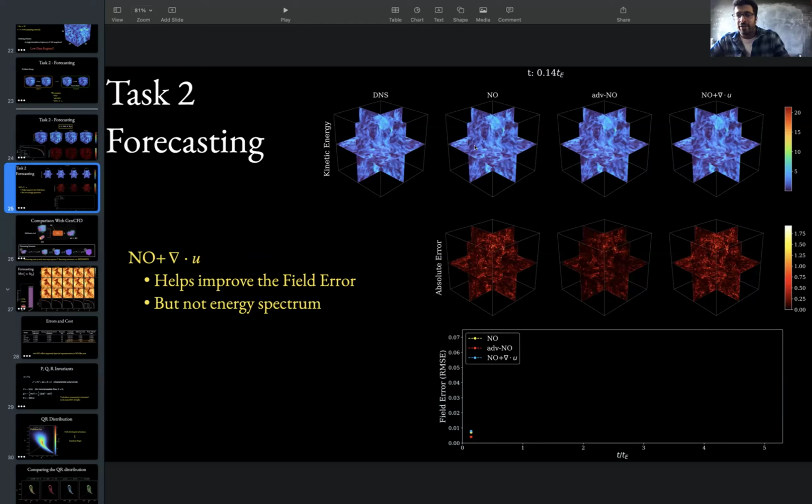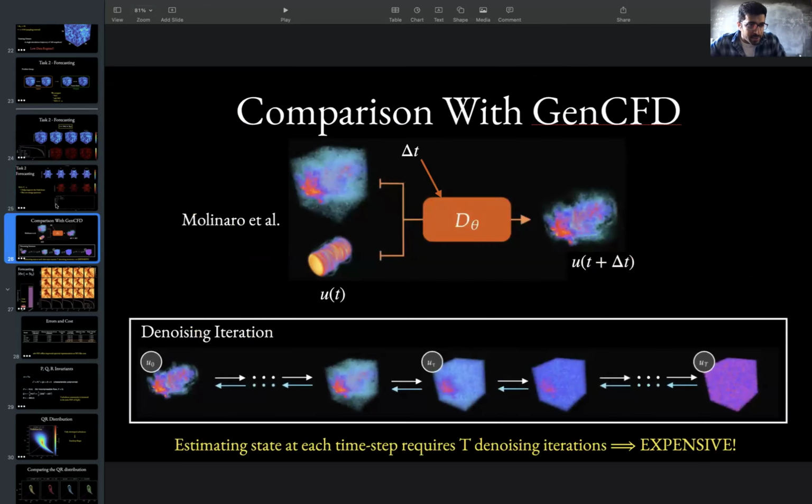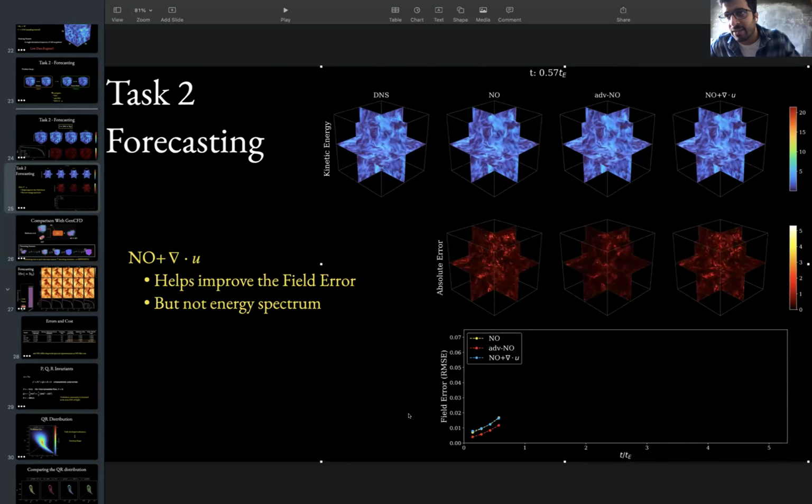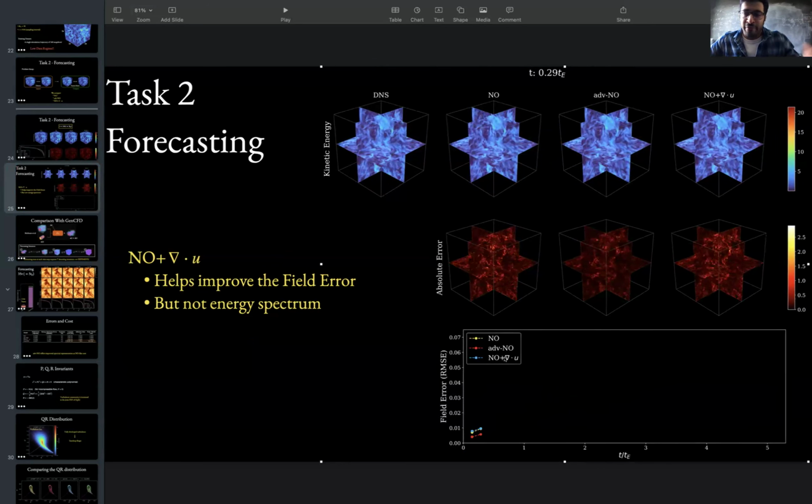Here, the second column is the vanilla neural operator that minimizes, let's say, the MSE of the true and predicted states. NO plus divergence U minimizes the data error as well as the divergence of the predicted velocity fields, which is ux plus vy plus wz, where the subscript represents the derivative. That should be 0. And what we observed was that having the physics-informed loss helped bring down the field error, by which I mean the MSE or normalized root mean square error of the true UVWP minus the predicted UVWP. So that helped slightly reduce the field error.